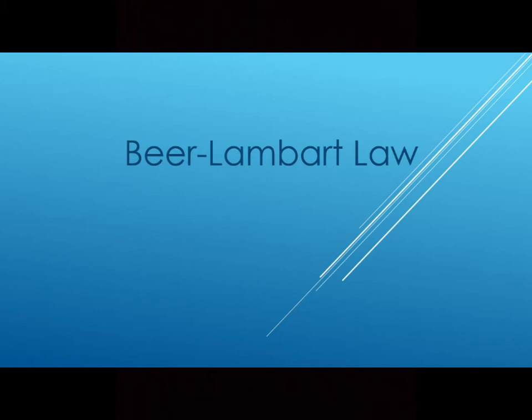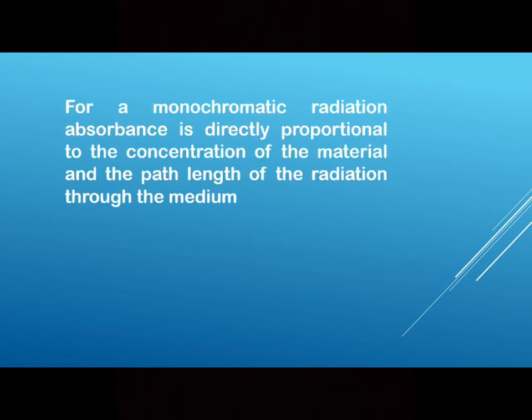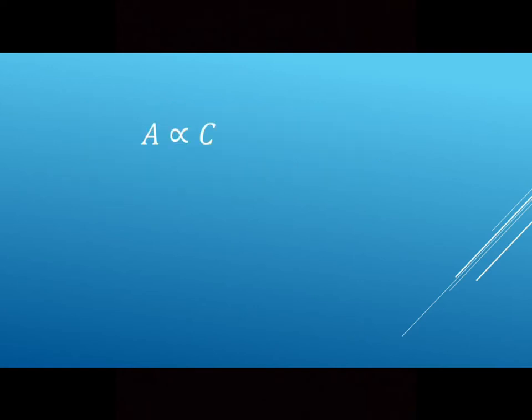Hi, in this video we will study Beer-Lambert law and its proof. Well, the theorem says for a monochromatic radiation, absorbance is directly proportional to the concentration of the material and the path length of the radiation through the medium. So I can write absorbance is proportional to concentration, and also absorbance is proportional to the path length.